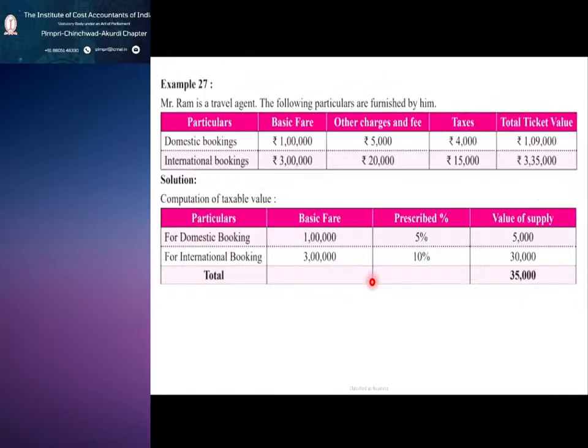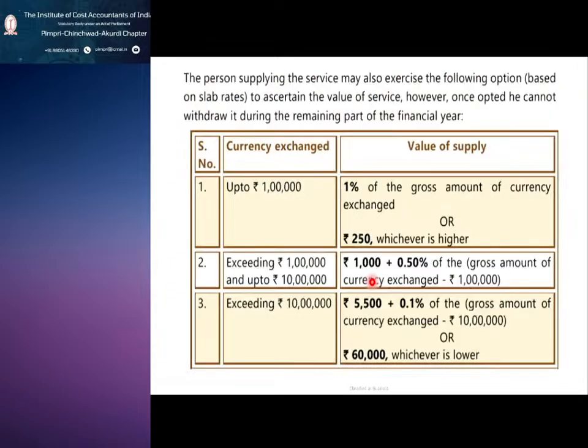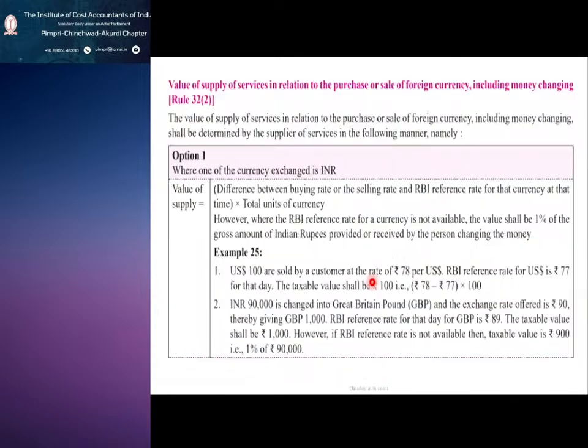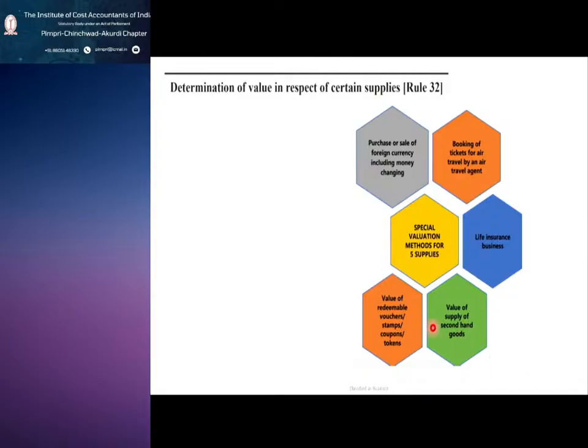So what is the last one we needed to see here? The value of supply of second hand goods we have seen. The last one is value of redeemable vouchers, stamps, coupons or tokens. In time of supply, if you remember the redeemable vouchers, if you are able to identify from the coupon what items you can buy when you do the redemption of the voucher.